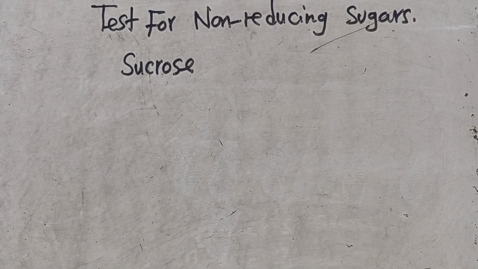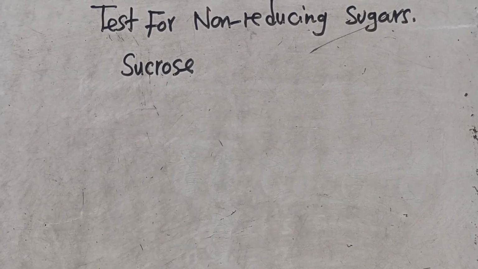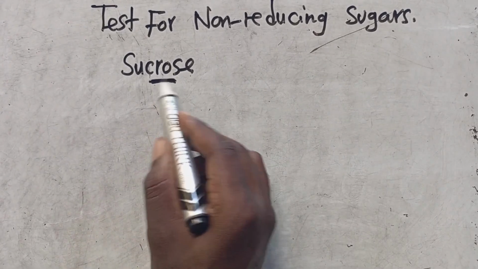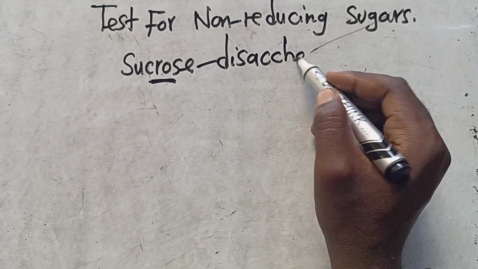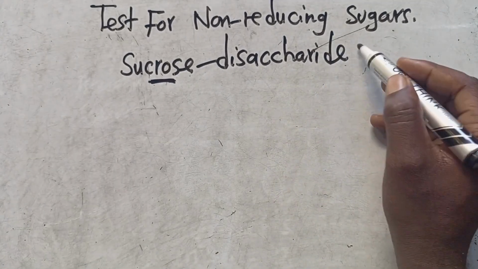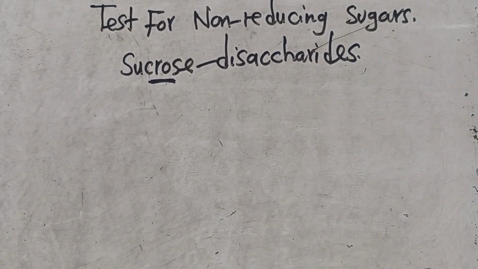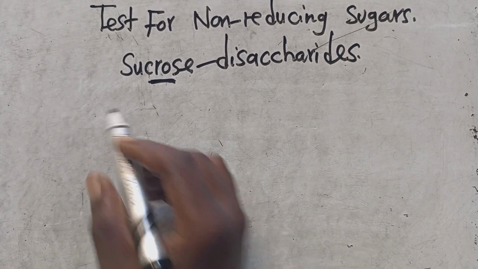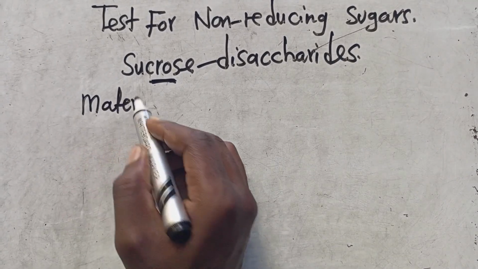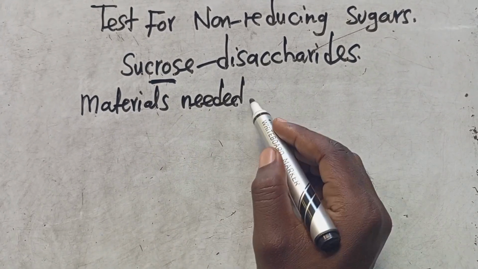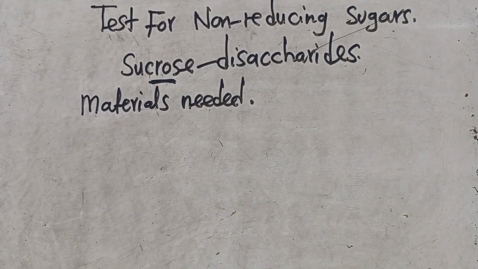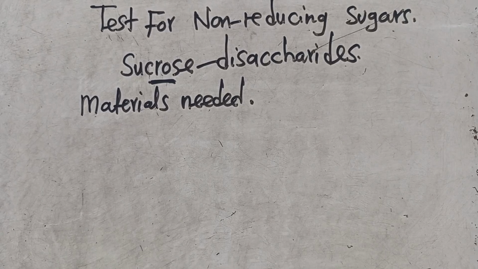The steps you are supposed to understand are the ones I'm going to explain. Sucrose is a disaccharide; we call these disaccharides. Now, the materials needed. Materials needed: one, we need to, so you are going to help me by writing them down.